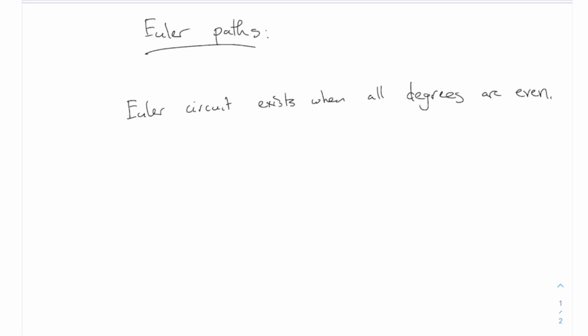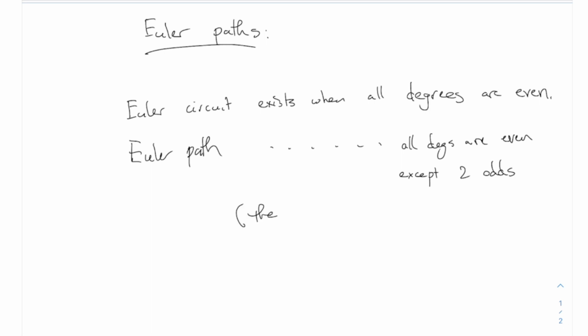But anyway, an Euler path exists when, anybody remember the rule for this? Similar but slightly different? Remember? It exists when all degrees are even except 2 odds. An Euler path means you start at one place and end at another place, and you use every edge in the graph once. All degrees are even except 2 odds. And in that case, the 2 odds must be the starting and the ending point.